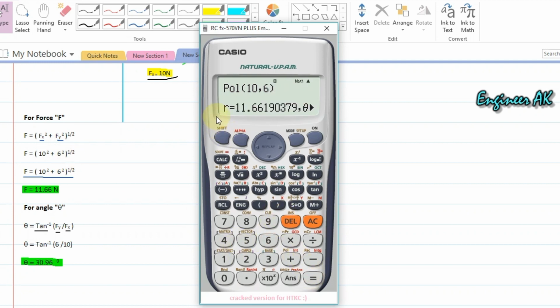If we press equals, here we can see R is the resultant, and it is giving the value 11.66, which we can see here too. And if I see the angle, theta is equal to 30.96 degree, and here the theta is also 30.96 degree.